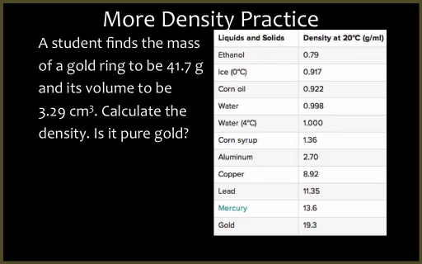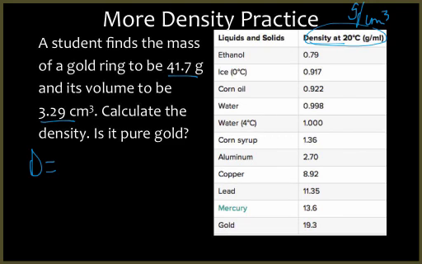Okay, so here's a chart of known densities. So notice it gives you the temperature. The other thing to notice here is it's given in grams per milliliter. Like we said before, this could also be grams per centimeter cubed, because like we just said, 1 milliliter is the same as 1 centimeter cubed. So it says a student finds the mass of a gold ring to be 41.7 grams and its volume is 3.29 centimeter cubed. Calculate the density.